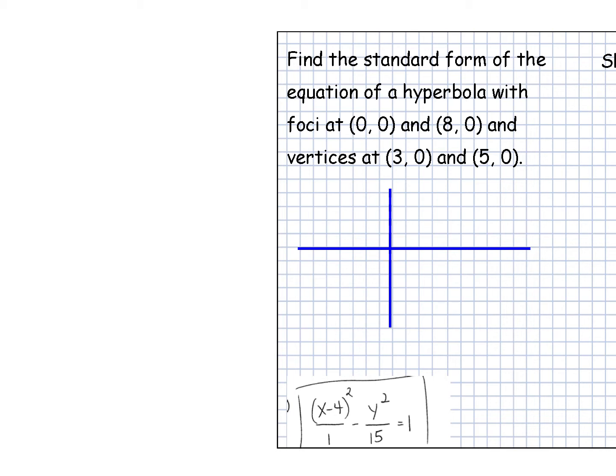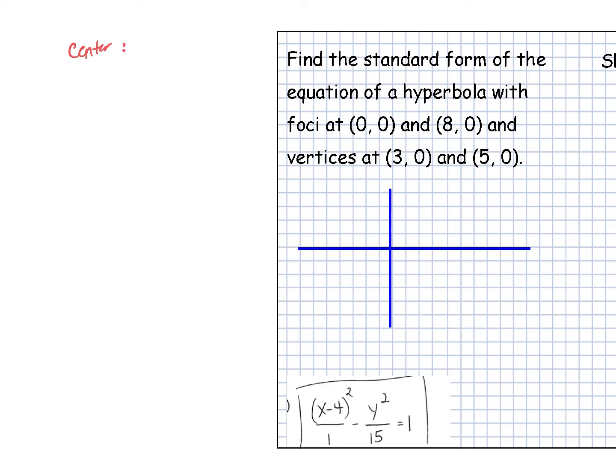So we need to find all those key players. We need to figure out the center. Then we can say, oh, our vertices are this far apart. That's our a. Our foci are this far apart. That's our c. And come up with all of those values. And then finally, we can come up with our b. So the first thing I would say here is, what's the center?